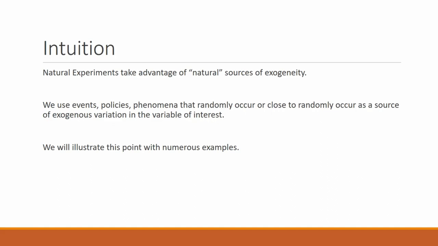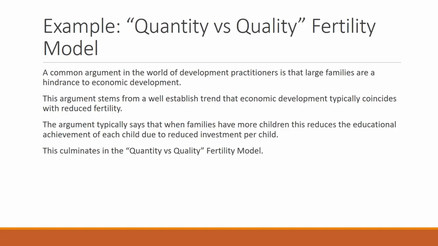Okay, so natural experiments take advantage of quote-unquote natural sources of exogeneity. So what we do is we use events or policies or some other phenomena that randomly occur or close to randomly occur as a source of exogenous variation in the variable of interest. All right, so we basically use some other source of randomization, some natural source of randomization, instead of actually conducting an experiment. Okay, so let's do a bunch of examples to try to make that clear.